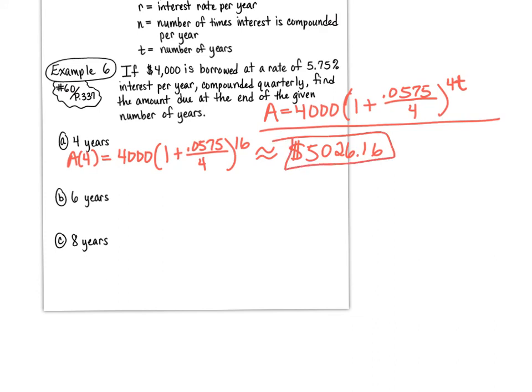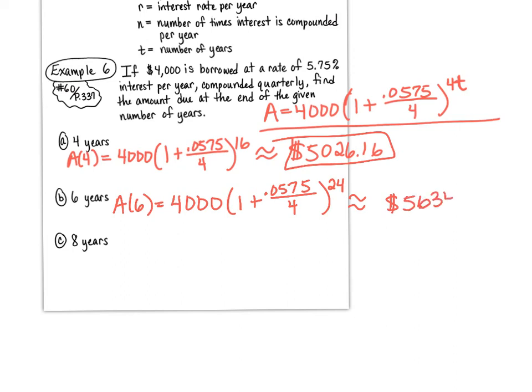At the end of 6 years, you have A of 6 is 4,000 times the quantity 1 plus 0.0575 divided by 4 raised to the what power? 24. Good. And what is that approximately? $5,634.10. Very good.